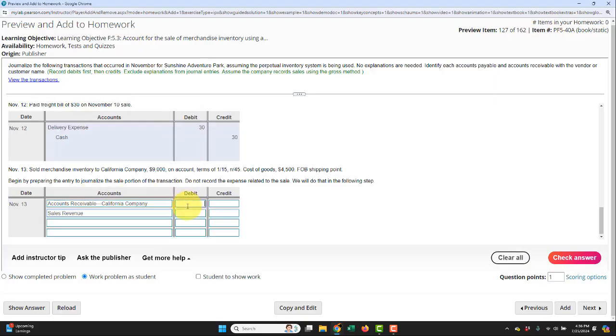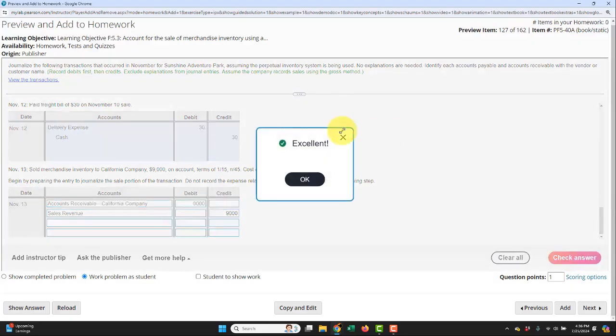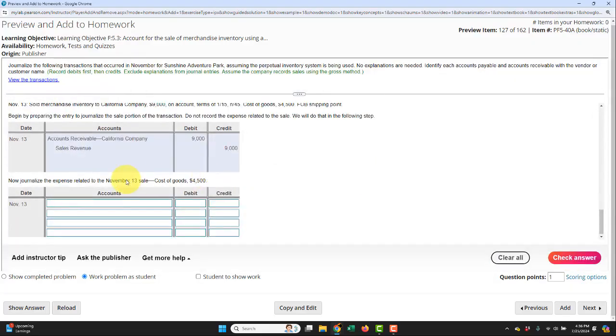And we're again going to record it first at the gross amount, so not including the discount because we don't know yet what the customer is going to do. So for now, we're just going to record this revenue at the gross amount, assuming no discount.